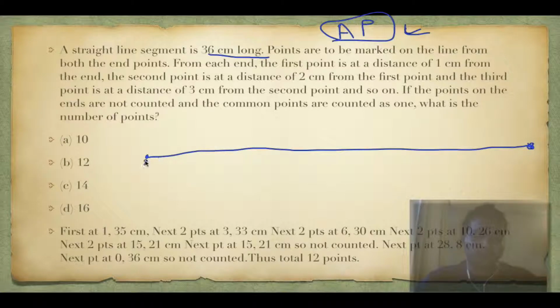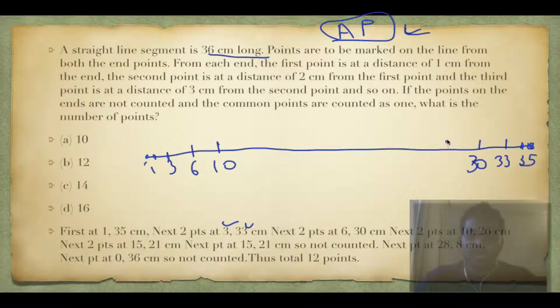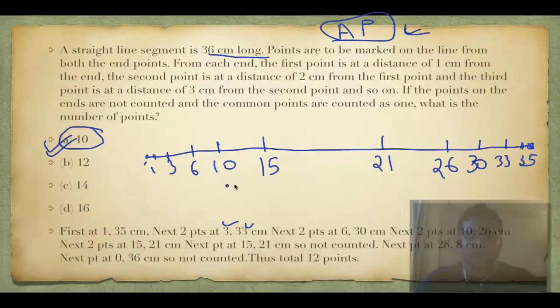So the first point will be here at 1 centimeter, here also at 35 centimeter. Similarly, the second point will be at 3 centimeter, then you have 33 and 35. Then the third point will be at 6, here it will be at 30. Then it will be at 10, here it will be at 26, then we will have at 15, then we will have at 21. So these 10 points are at least there, but please do not stop here.